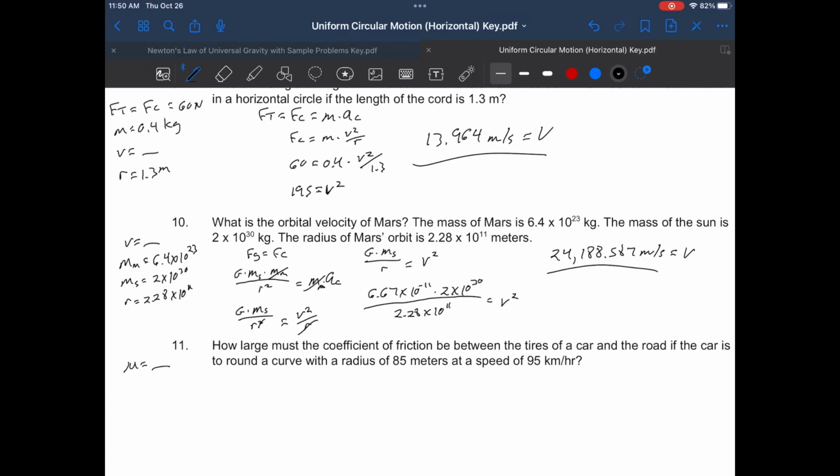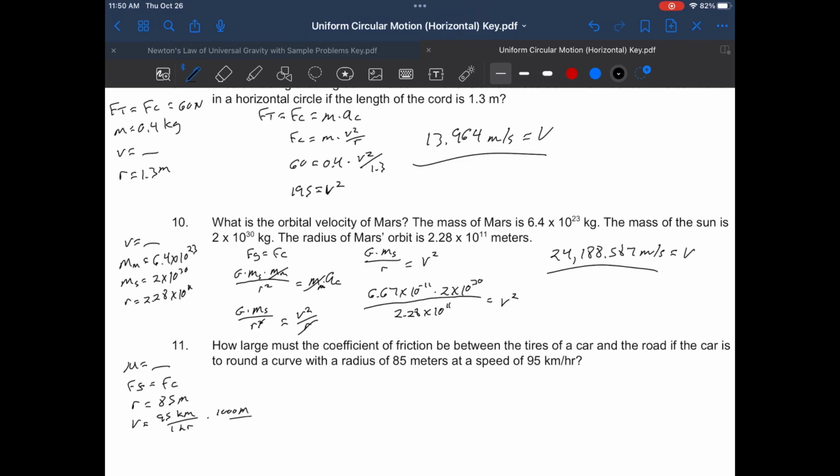Last question, 2 minutes to go. How large must the coefficient of friction be between the tires of a car and the road if the curve has a radius of... Okay, well, we know we're talking about friction because it said coefficient of friction. Also, we know we're talking about friction because it's a car going around a curve. We're looking for the coefficient. Friction is our centripetal force. Radius is 85 meters. Velocity, 95 kilometers per hour.